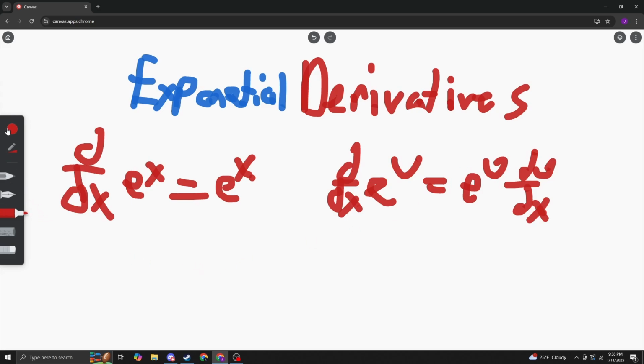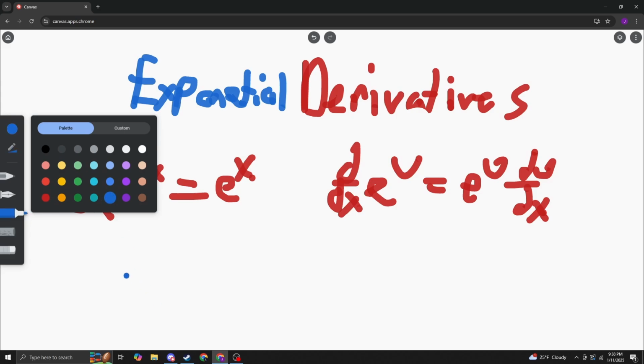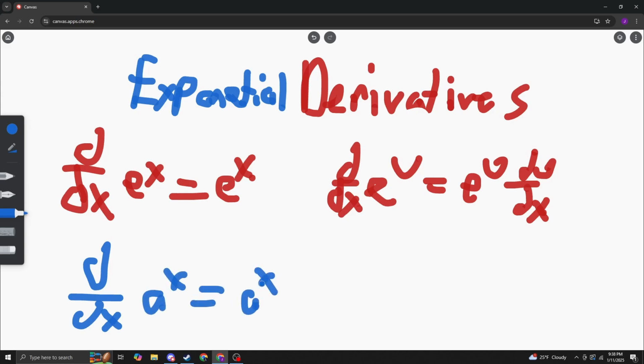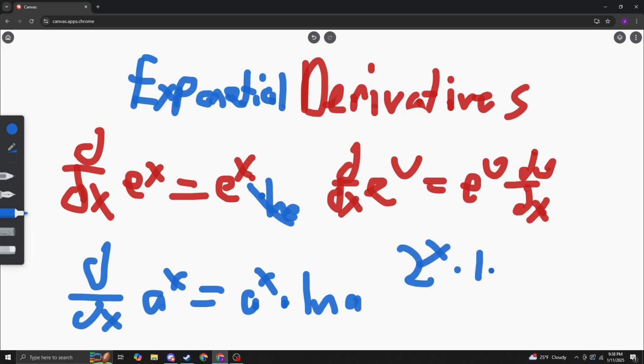And you probably won't need to do this too often, but if you need to differentiate any other exponential function, like I'll just say a to the x, it's equal to a to the x multiplied by the natural log of a. The same rules here. This is being multiplied by the natural log of e, which is 1. So 2 to the x, if I want to differentiate that, it's 2 to the x times the natural log of 2.